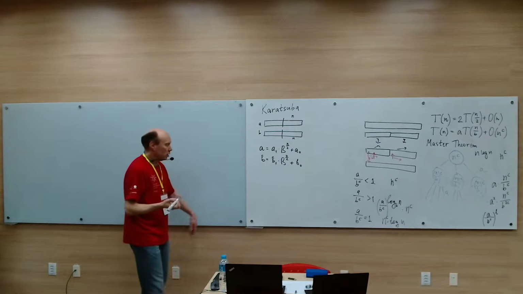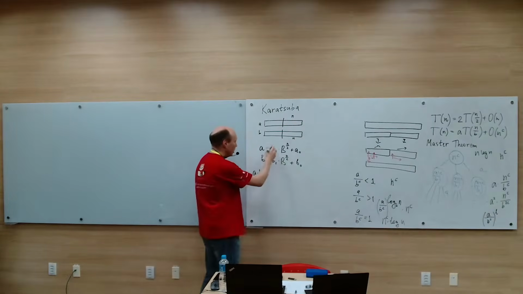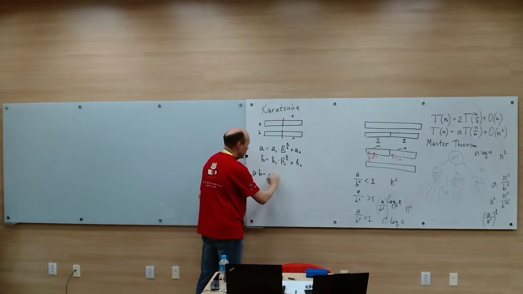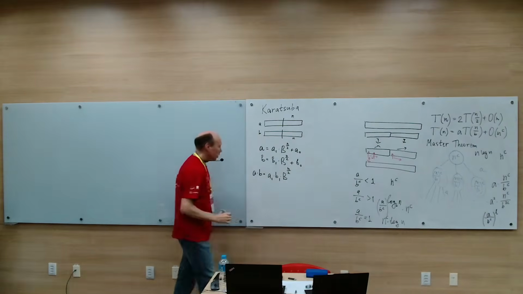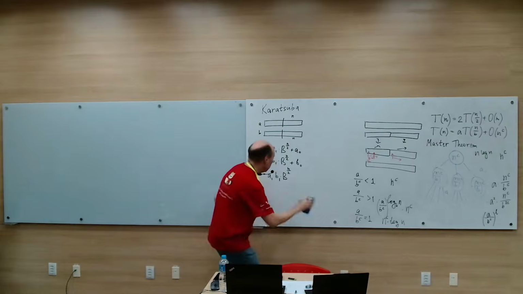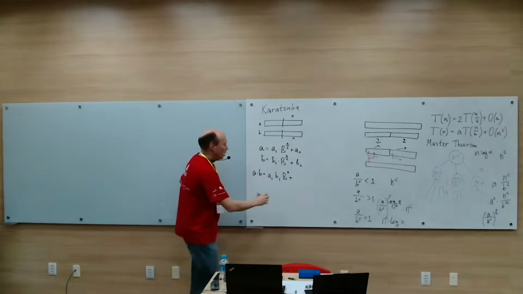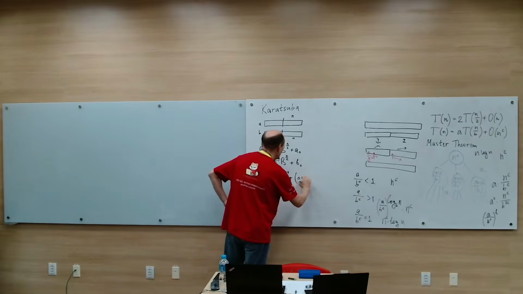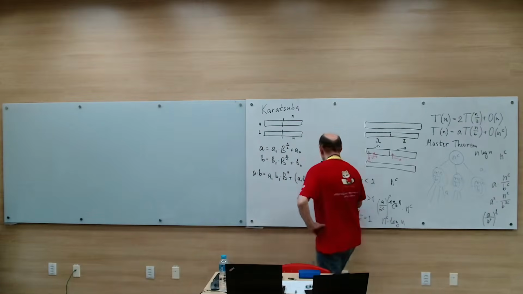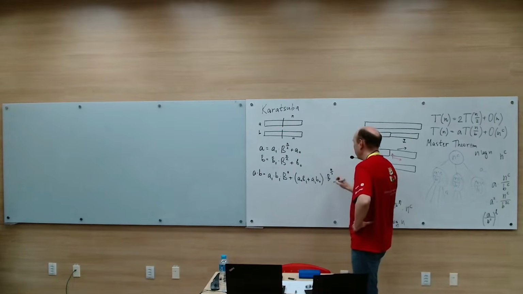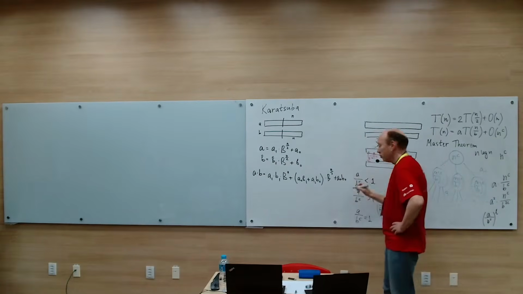So what is a times b? It is a1 times b1 times b to the power of n divided by 2. Oh no, already not divided by 10. Plus a0 b1 plus a1 b0 times b to the power of n divided by 2. And plus a0 b0.